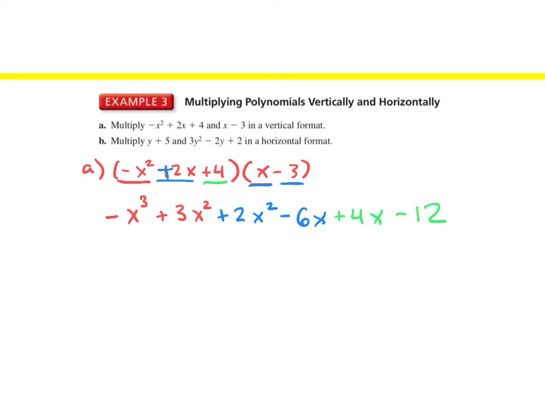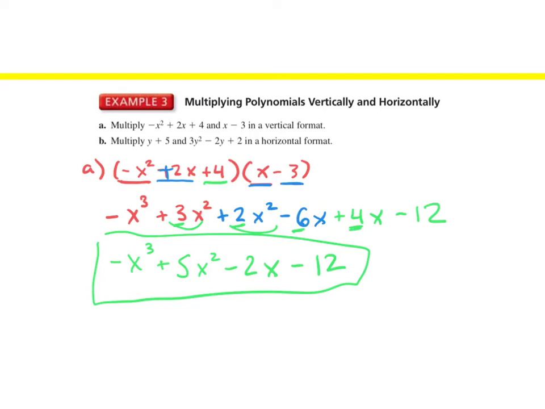Now we're not done after we multiply. We have to combine all of our like terms by adding and subtracting just how we did before. So we only have one x cubed, so this is negative x cubed. We combine our x squareds here. So this is plus 5x squared. So remember, you're just adding the coefficients together. Now we move on to our x's. We have a negative 6 and a plus 4x. So this is minus 2x and then minus 12. So this is our answer for A.